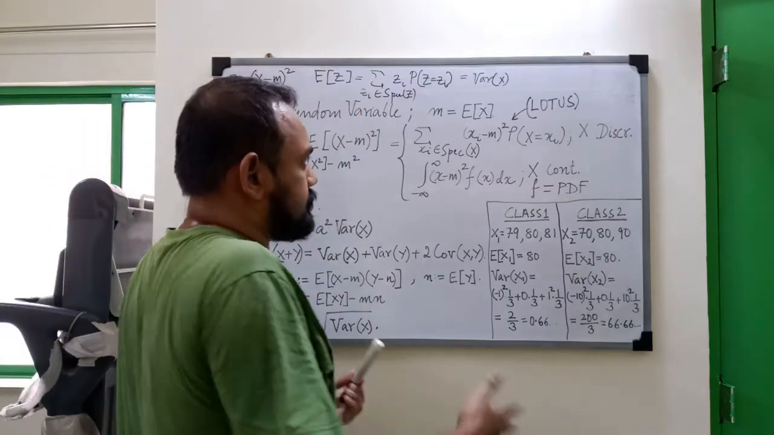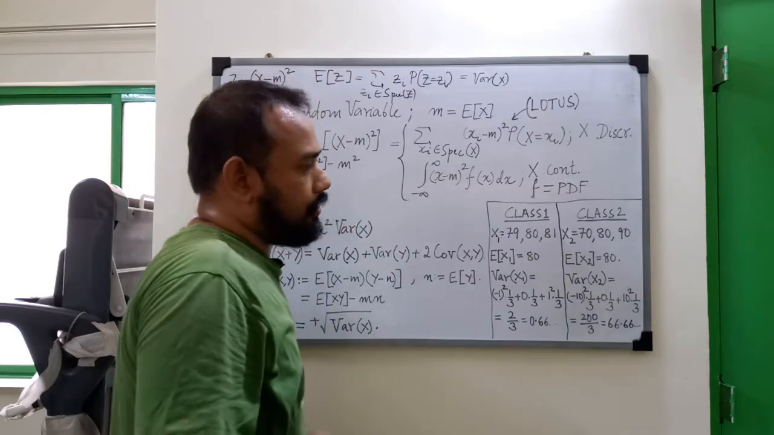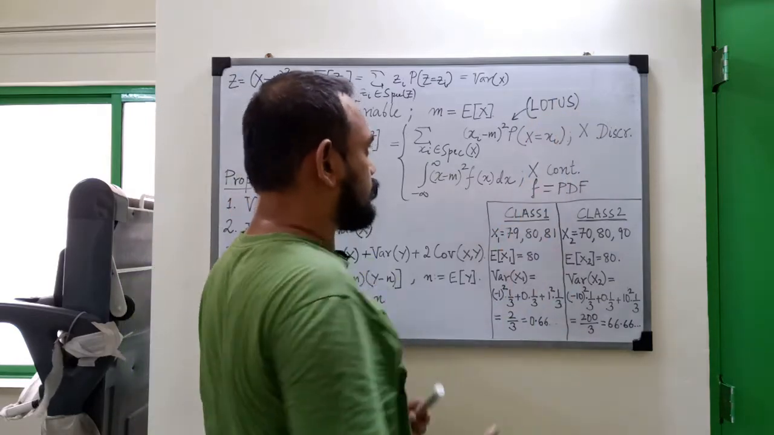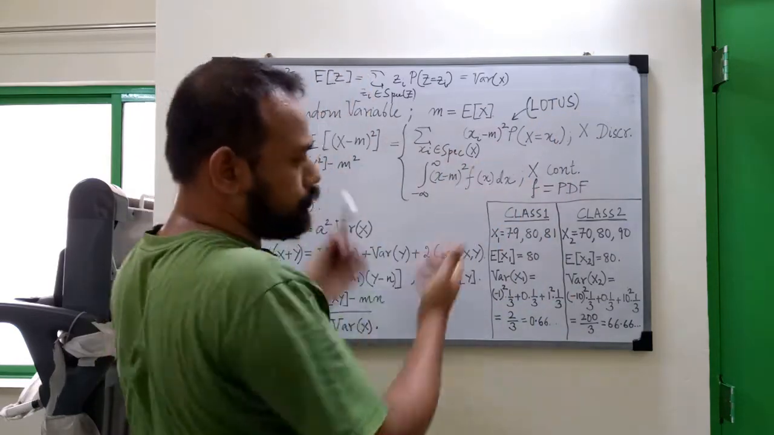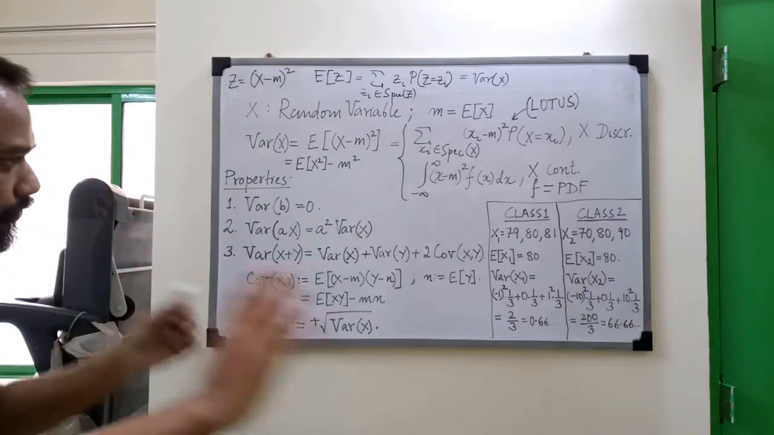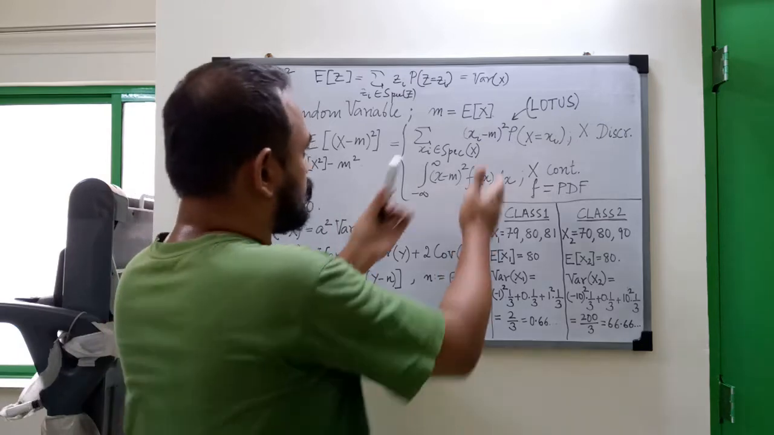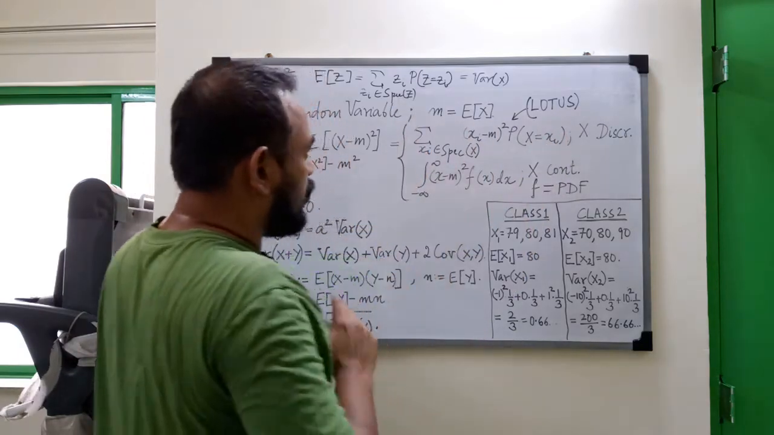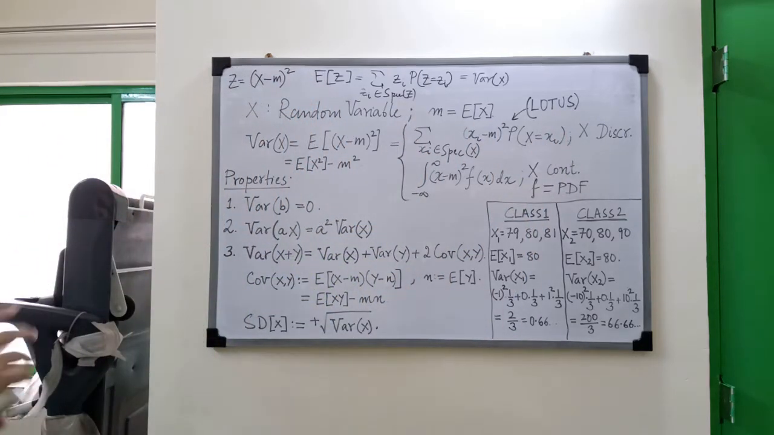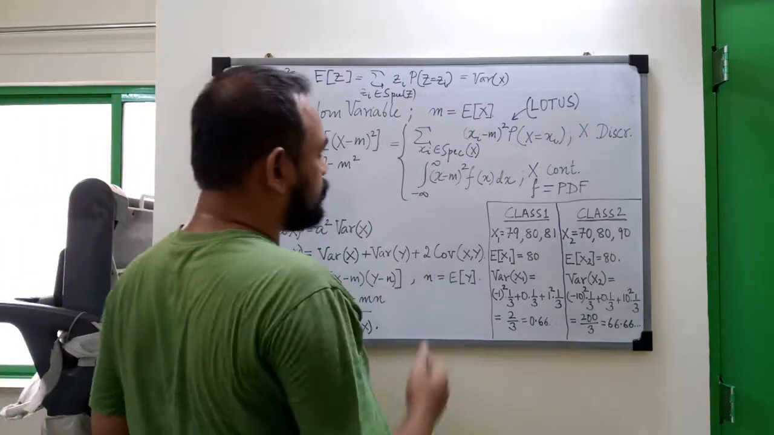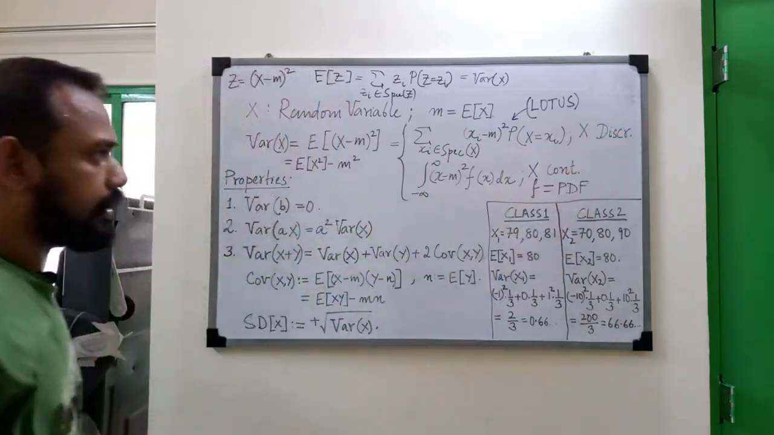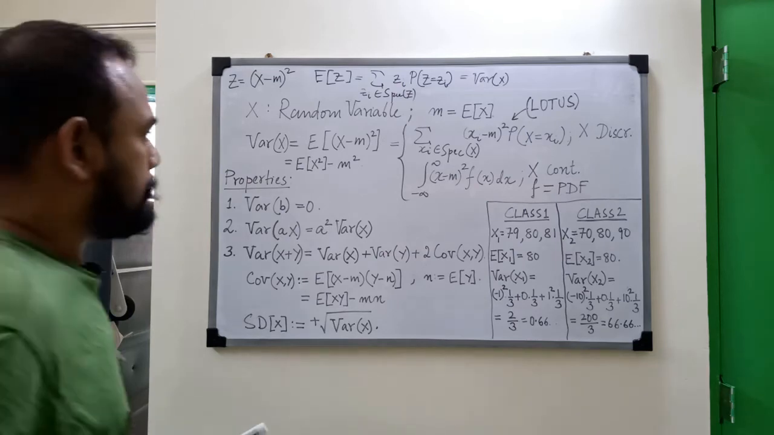We can spend some more time or a different lecture on this LOTUS and why the two sums come out to be the same, but that's for later. But you can trust me for now that this formula will work and the answers will be right, okay? So that's the variance formula for the two different cases when X is discrete and continuous.